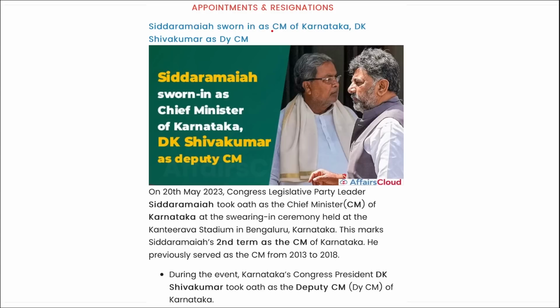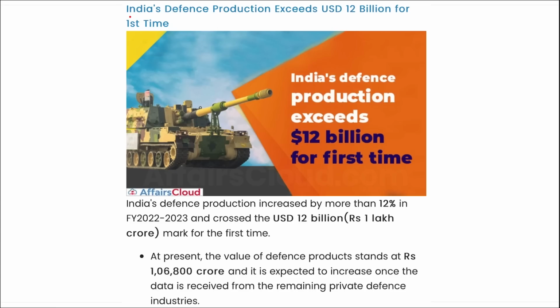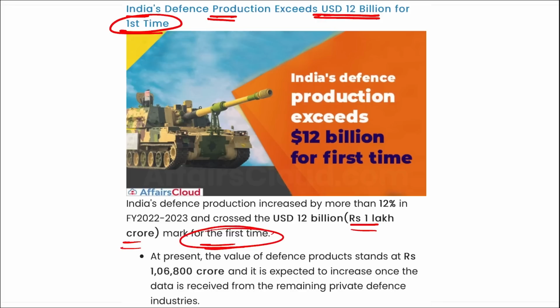Next, Siddharamaiah has been sworn in as the Chief Minister of Karnataka, and DK Shivakumar will be the Deputy Chief Minister of Karnataka. Next, India's defense production exceeded $12 billion for the first time. Right? I repeat, for the first time, 1 lakh crore rupees mark has been achieved by India in the production of defense equipments, and it is more than 12% from the last fiscal year.